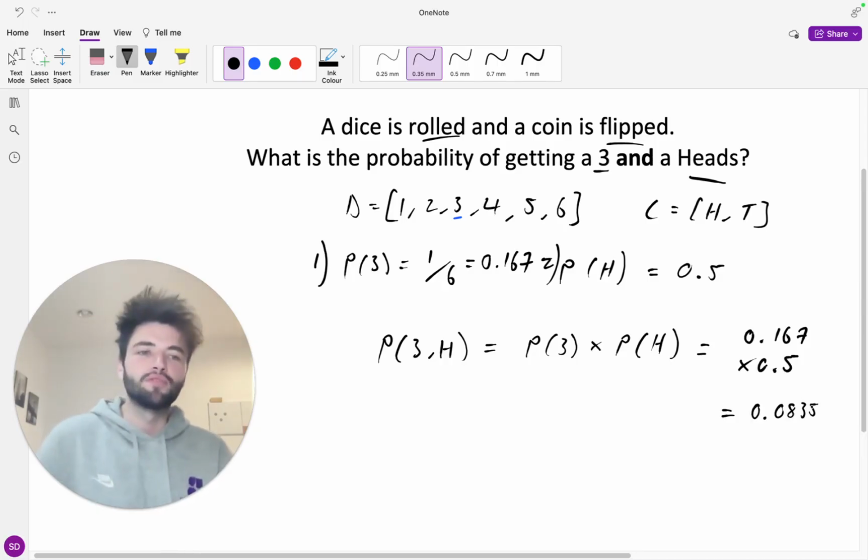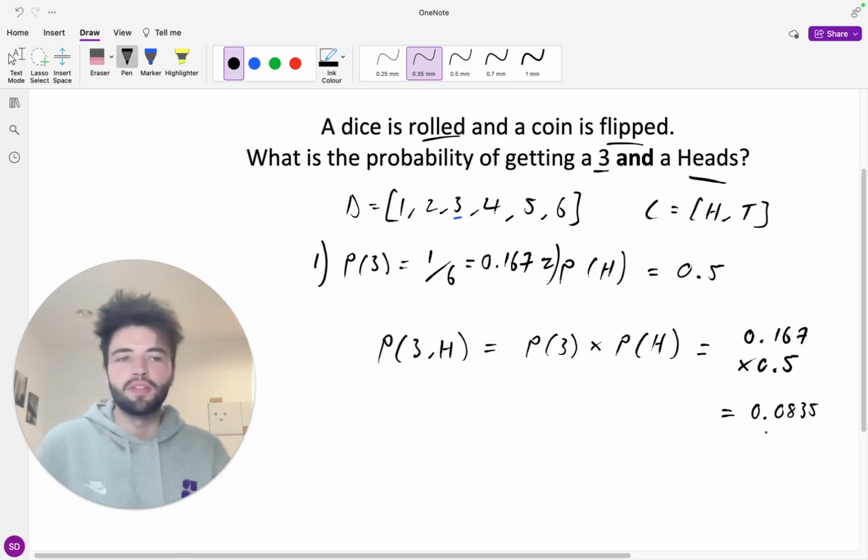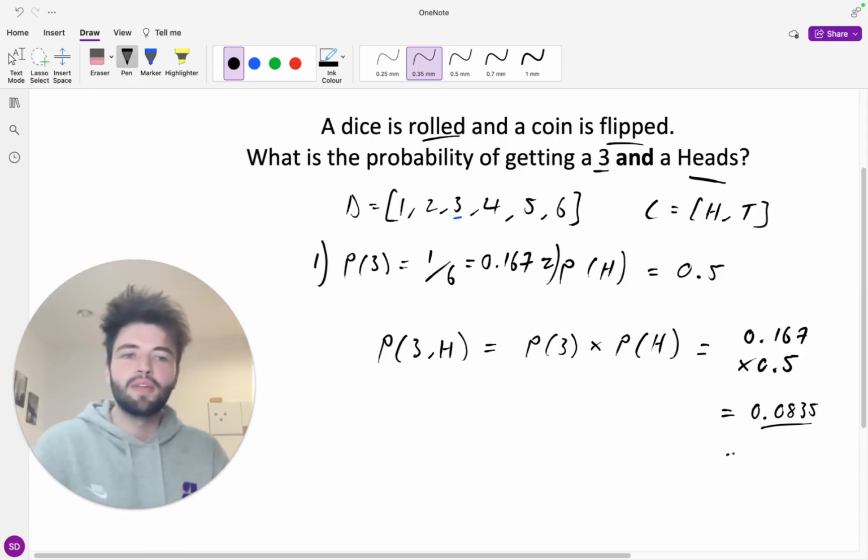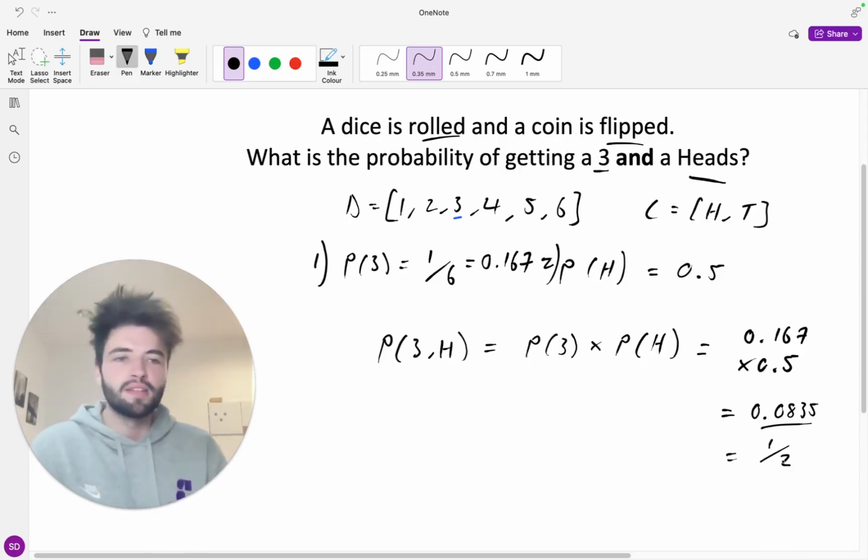And so when we do that, we're going to find that our overall probability is going to be 0.0835. You could also express this as a fraction. This is going to be the same thing as 1/12. But that is going to be our answer for this question, and so that's going to be it for this video.